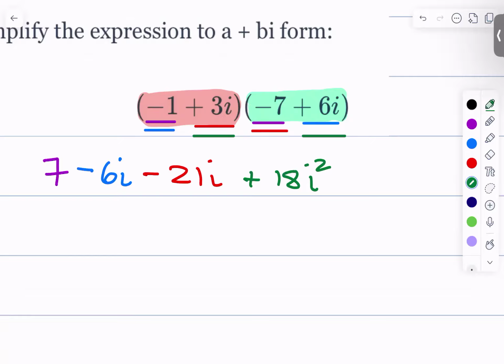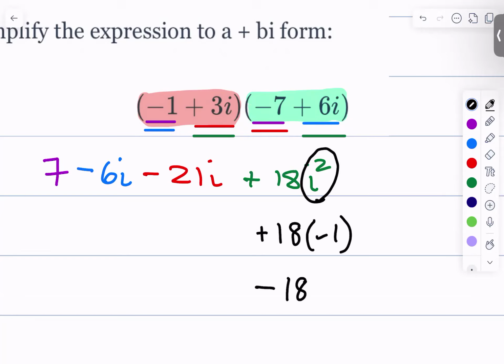So then here we have this i squared equals -1, right? So then this would be plus 18 times -1, or it'll just be -18. Correct? You understand where it comes from? Because i squared is -1 and 18 times -1 is -18.